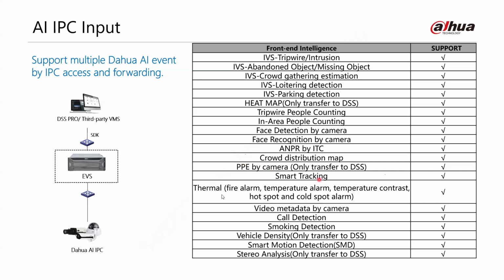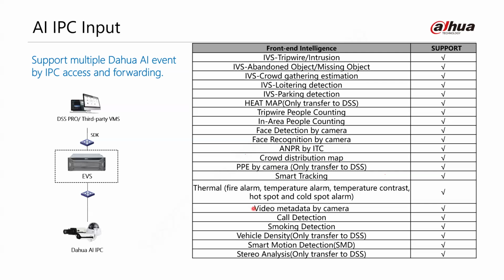We have thermal ability. There's support for video metadata by camera, either metadata for human, vehicle, or non-vehicle. Then we have the call detection function support, smoking detection support again. Then there's vehicle density that is only transferable to DSS. We have smart motion detection. And then again, we have the stereo analysis, only transferred to the DSS.